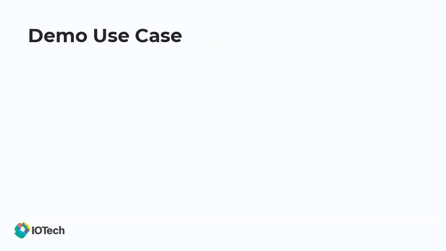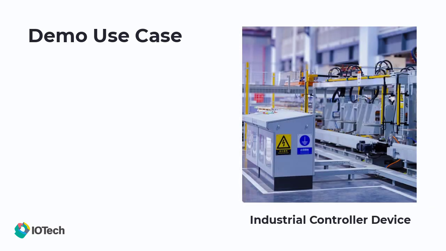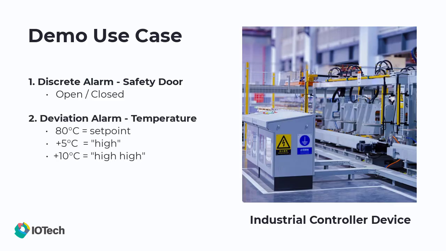During our demo, we are going to model and raise alarms using a Modbus-based industrial controller device. Here we are going to show three different alarm types. A discrete alarm for the controller's safety door becoming open, a deviation alarm for varying temperature values, in this case modeling 80 degrees as the standard temperature, with deviations of 5 or more indicating a high alarm and 10 or more indicating a high high alarm. And by the way, we are using the standard terminology from the underlying alarm specification. And also an offline alarm, so we can be notified if the device becomes unresponsive.